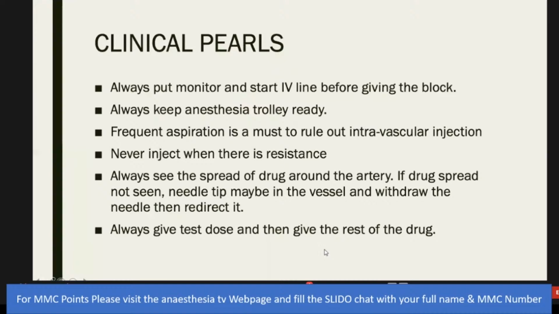Clinical pearls. Always put monitors and start an IV line before giving the block. Always keep the anesthesia trolley ready. Frequent aspiration is a must to rule out intravascular injection. Never inject when there is resistance.